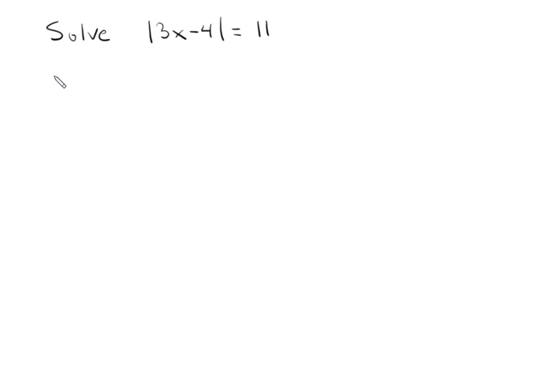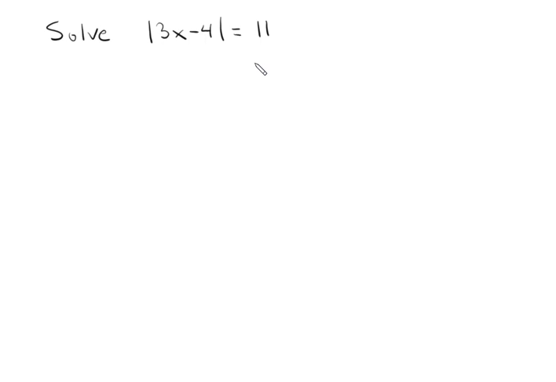Solve the absolute value equation |3x - 4| = 11. If we follow the steps for solving an absolute value equation, step 1 is to isolate the absolute value. That means make it so that the absolute value is by itself on one side of the equal sign, and then you have a single number on the other side. That's the way this one already is, so we don't have to do step 1.